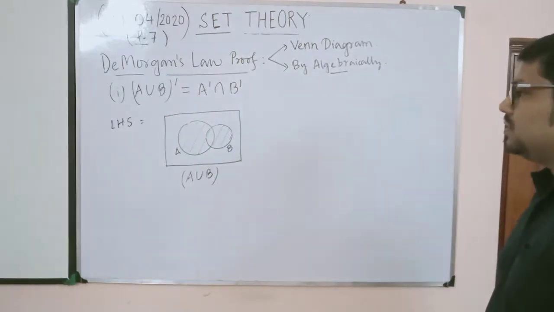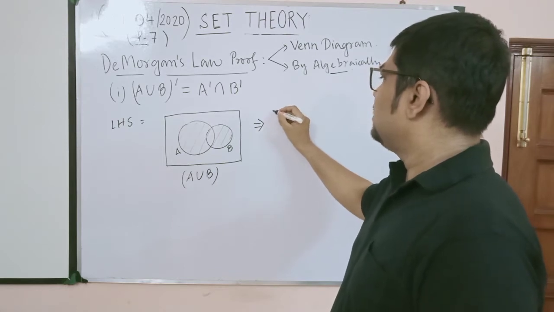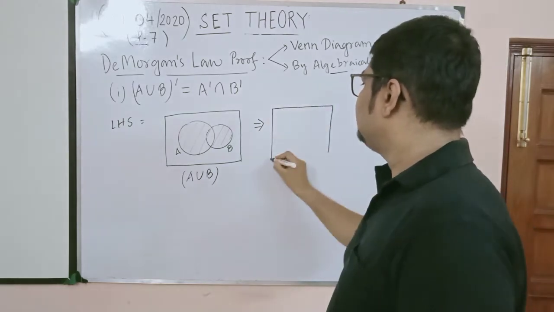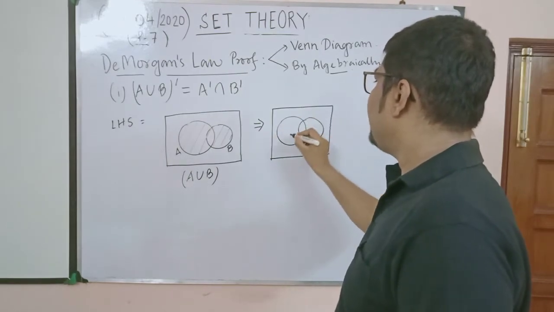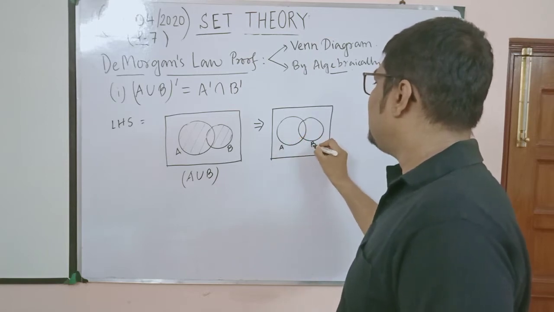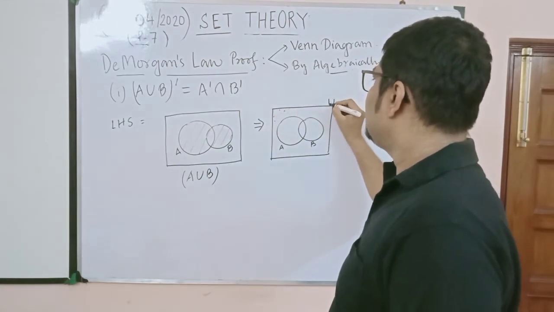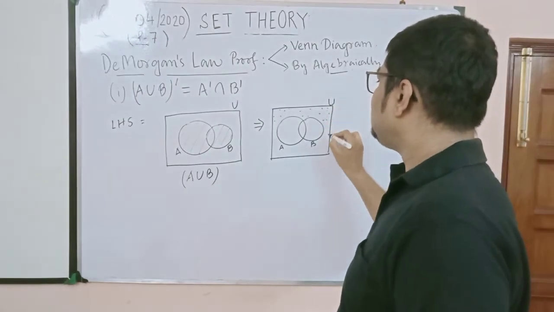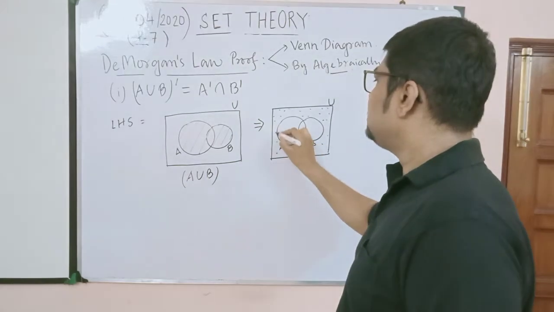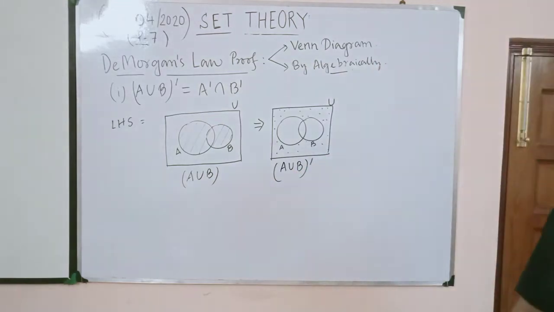The next diagram will be, obviously, we try to plot A union B whole dashed. That means the part which is outside A union B. So this is our U, the universal set, the whole thing. Look at this, the dotted part denotes A union B whole dashed. So this is the left side, we already got it.